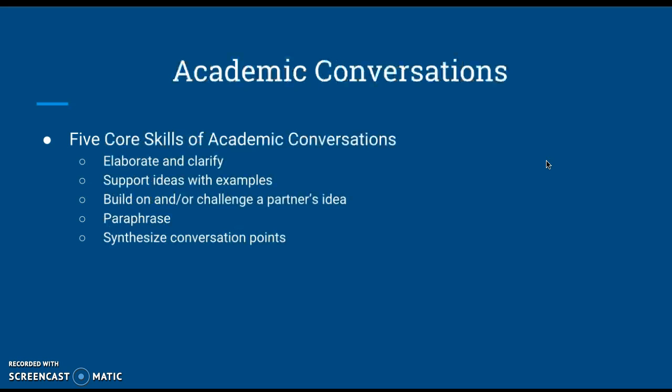From our book, Academic Conversations, there are 5 core skills of academic conversations. Number one is to elaborate and clarify. Number two is support ideas with examples. Number three, build on or challenge a partner's idea, paraphrase, and synthesize conversation points. So some of the examples I will give you have these core skills of academic conversations.